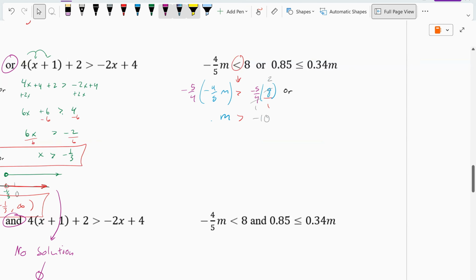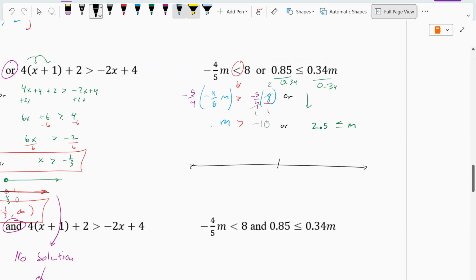a calculator course. I don't have to compute this by hand, huh? What did you get on your calculator? m is greater than or equal to what? Oh, that's nice. 2.5. Maybe I'll write it over here. Divide both sides by 0.34. I'm going to write the or down here. And that gives me that m is greater than or equal to 2.5.